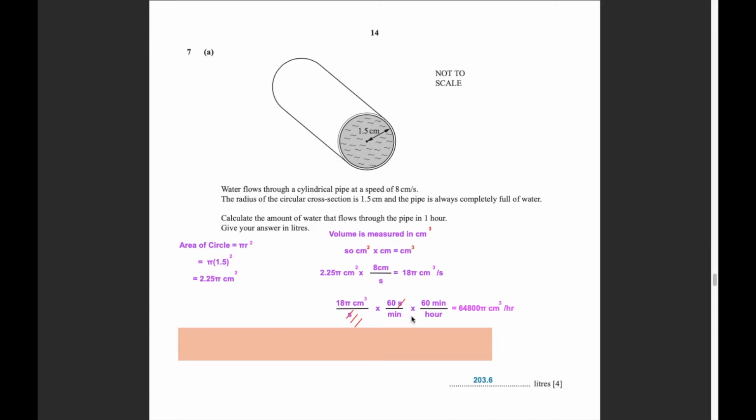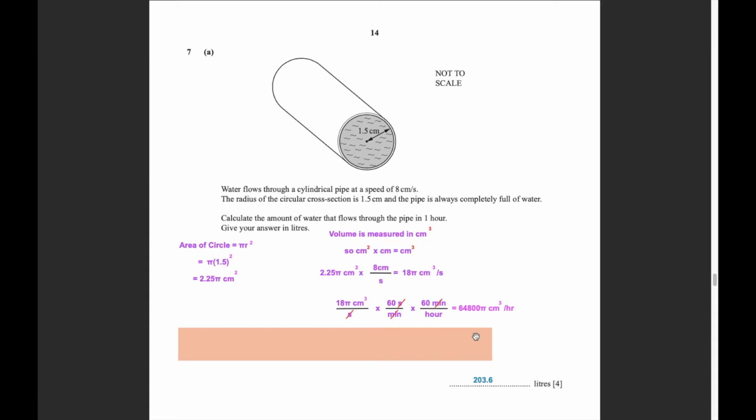We don't want minutes, so again, we're going to do the same thing. There's 60 minutes in 1 hour. So we're going to get rid of this minute and this minute. So what do we have at the top? We only have centimeter cubed at the top and hour at the bottom. So we're going to multiply 18 pi times 60 times 60, which gives you 64,800 pi centimeter cubed per hour.